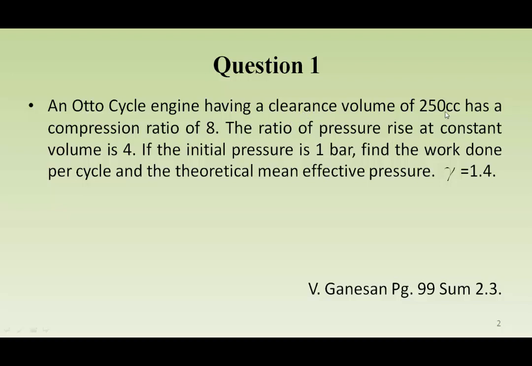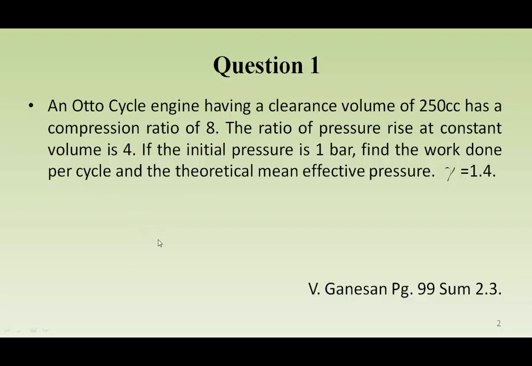They have given us the clearance volume of 250 cc. cc is cubic centimeter, so it is the same as centimeter cube. The compression ratio has been given as 8. The ratio of pressure rise at constant volume, that is when heat is being added to the Otto cycle, so from 2 to 3, they have given us the pressure rise.